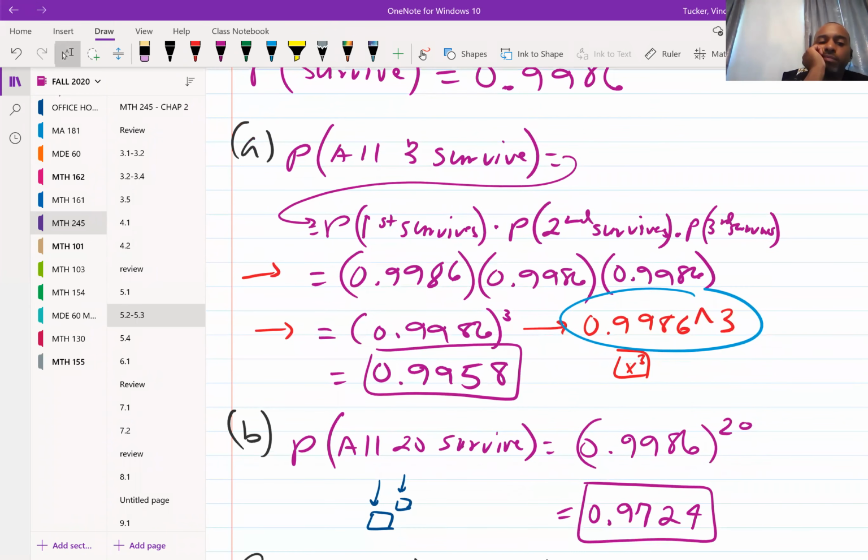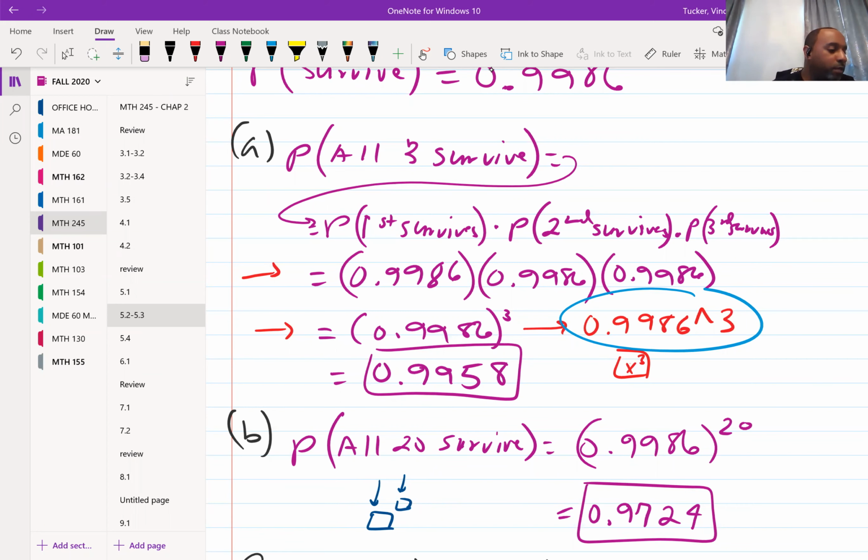And then B, the probability that all 20 survive, just raise that 0.9986 to the 20th power. And that'll be 0.9724. So it's important that you know how to use your calculator. Each calculator has different functions. You can put 0.9986 in the bottom, 20 up top, or you can use this caret or hat, depending on who you're talking to, and then raise it to the 20th power.